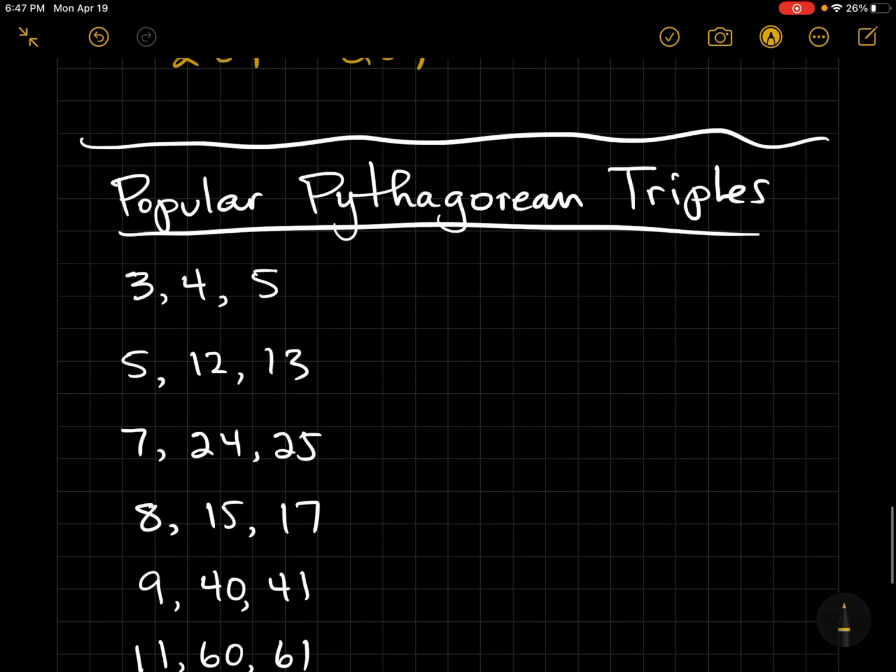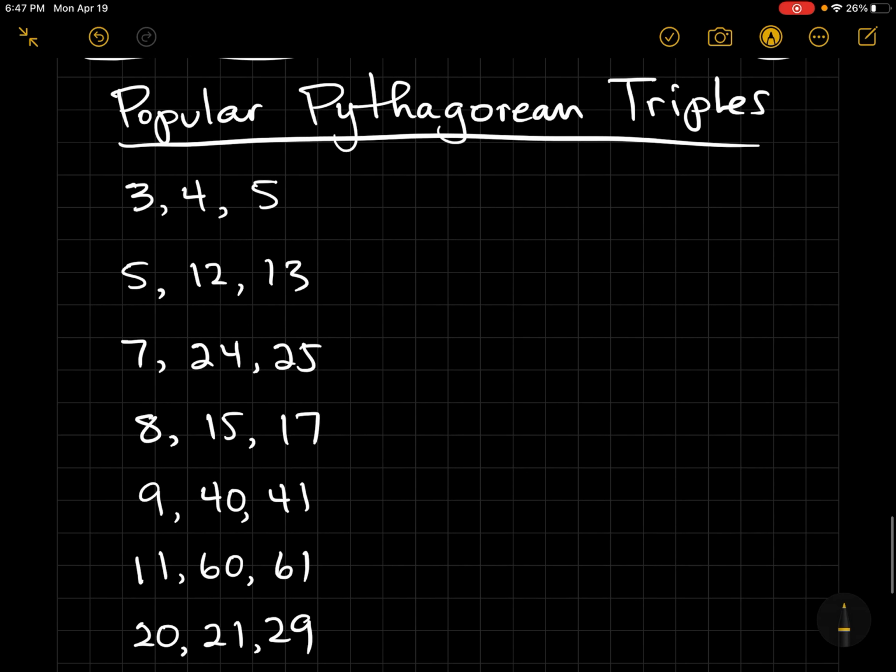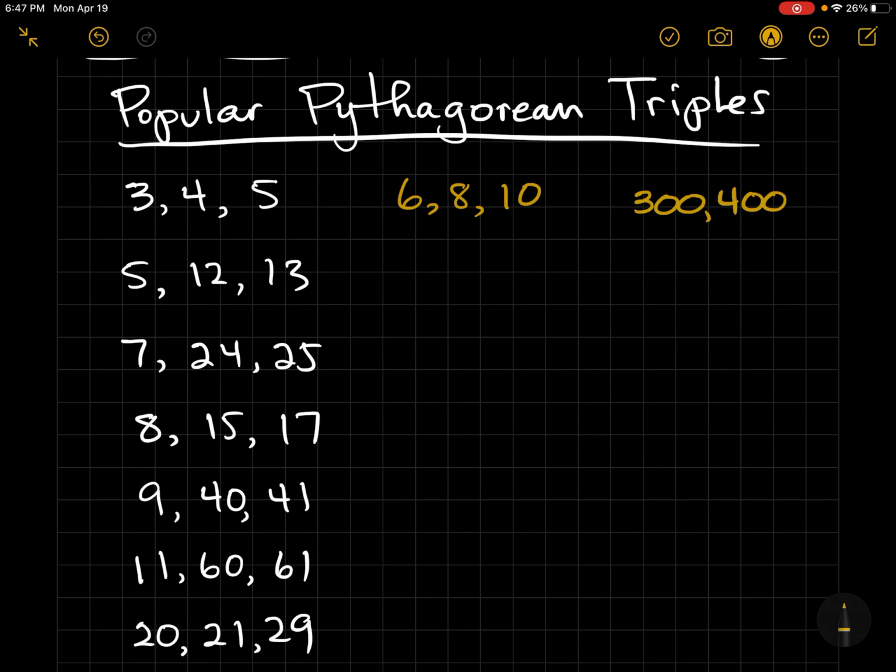Now, I'm giving you a few popular Pythagorean triples, but it's definitely worth saying that there are infinitely many Pythagorean triples. 3, 4, 5 is probably the most famous, but please know, if you doubled all of those and got 6, 8, 10, that's also a triple. So all of these you could do multiples. I could multiply by 30. I could multiply by 100. So 300, 400, 500 would be another triple. So there are indeed infinitely many.